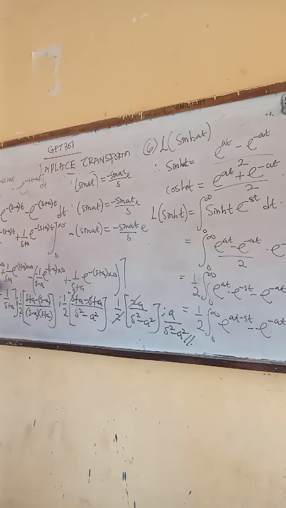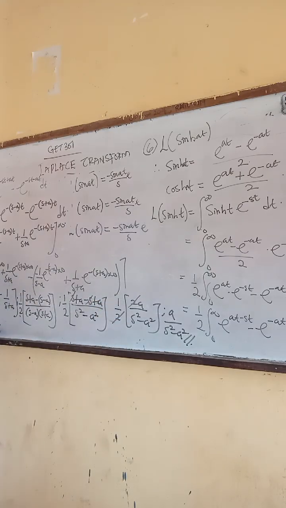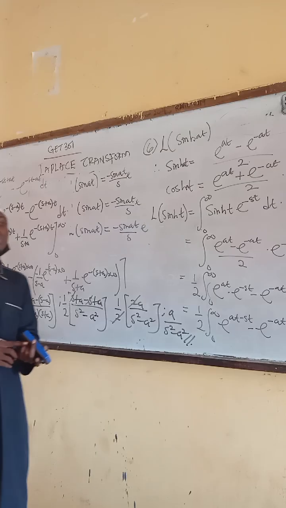So the same procedure for cosh at, you understand? The same procedure like this. At the end of the day, you are still going to have something like this. You open the bracket, find the LCM, cancel 2. So when you do the Laplace of cosh at, you are going to have, instead of a, s over s squared minus a squared. When you do it very well, using the same method, you are going to get it.